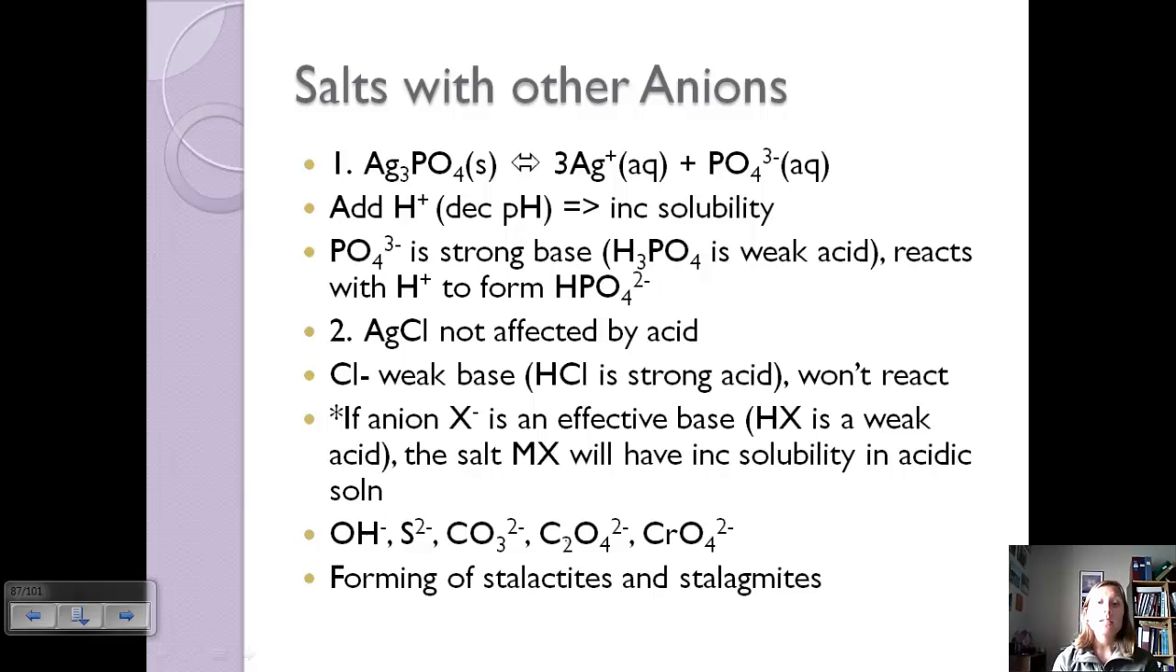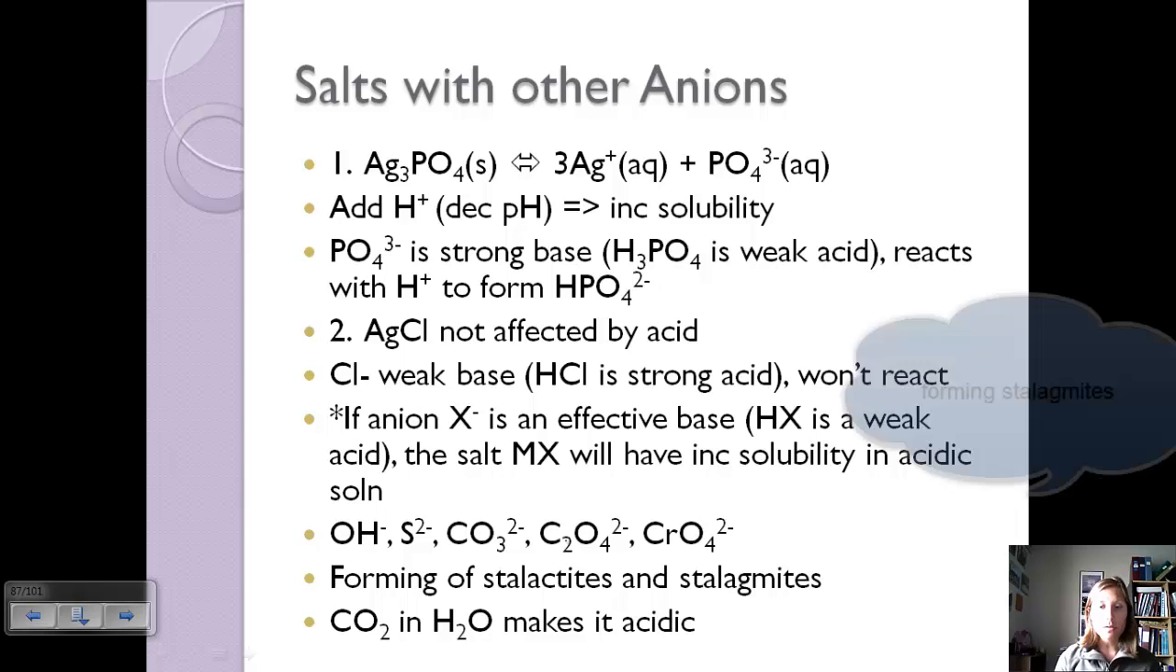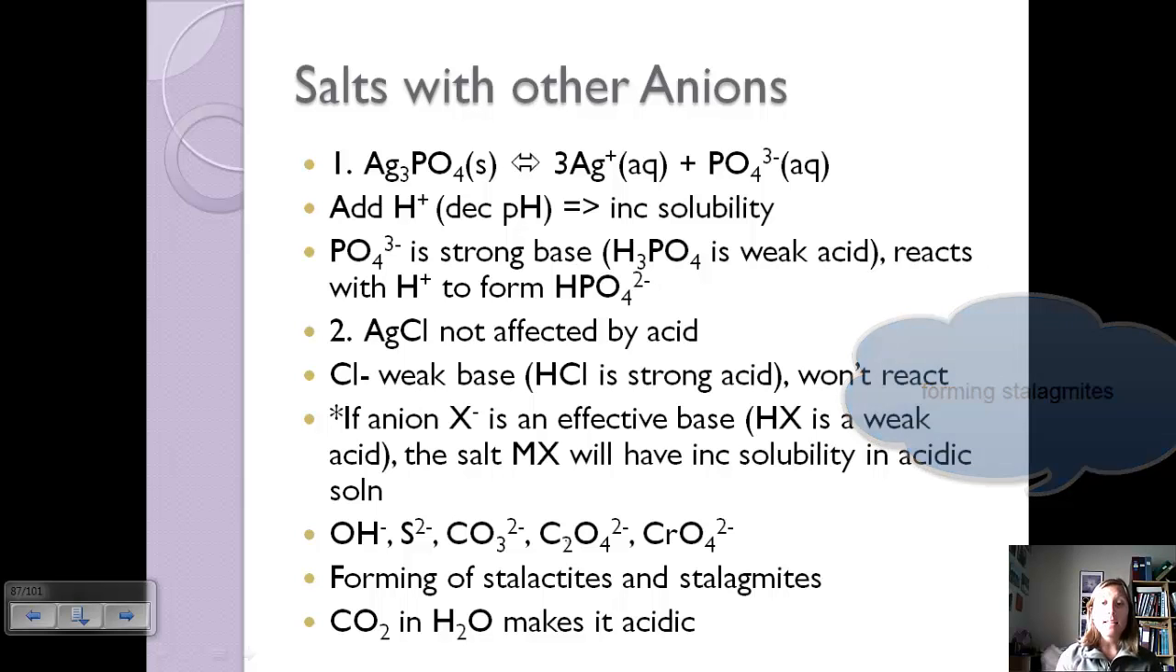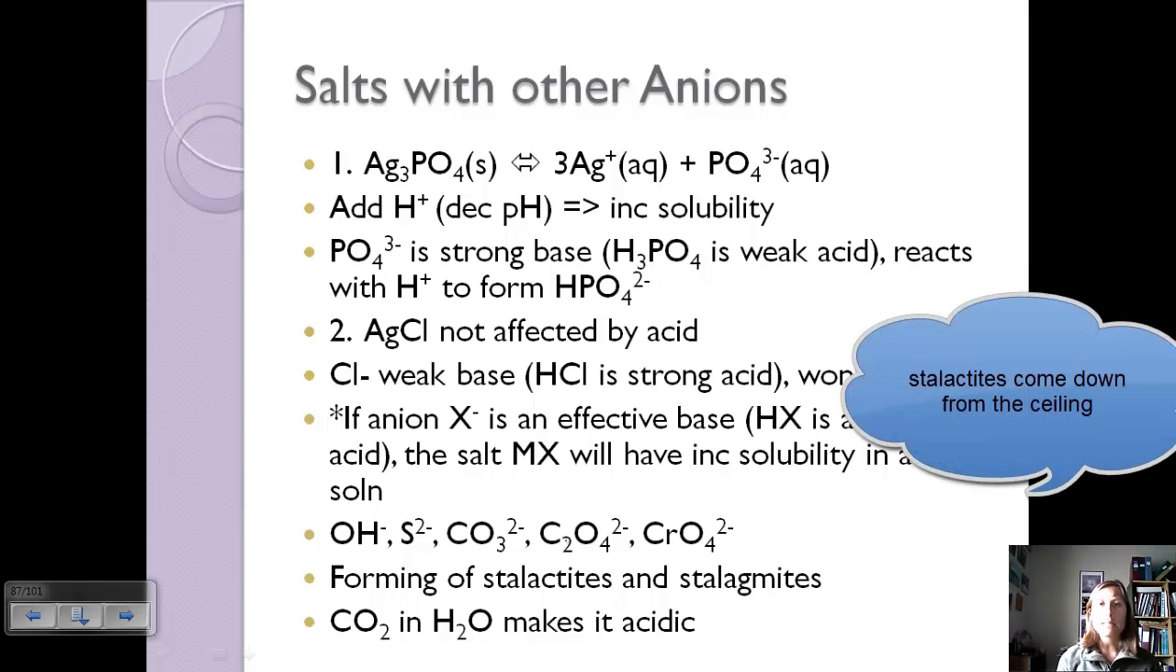This is also how stalactites and stalagmites are formed. Addition of CO2 to the groundwater makes it acidic, which then increases the solubility and erodes the rock. And then once that CO2 goes into the atmosphere, the water becomes less acidic, and that forms stalagmites, which come up from the bottom. So it kind of works both ways.